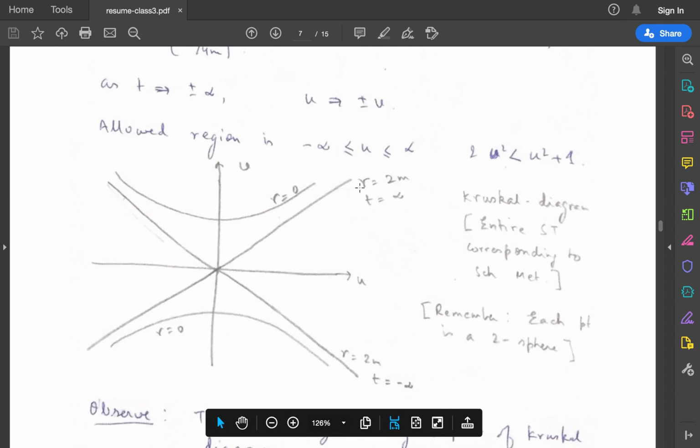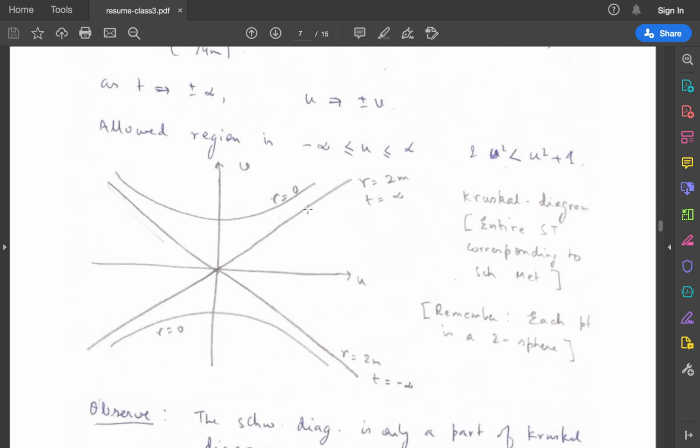Okay, and this is r equal to twice m, t equal to plus infinity, and this line is r equal to twice m, t equal to minus infinity. So this seems like a hyperbola with these two lines running into it. Always remember that each point is a point of a two-sphere, and how big it is depends on the value of r.